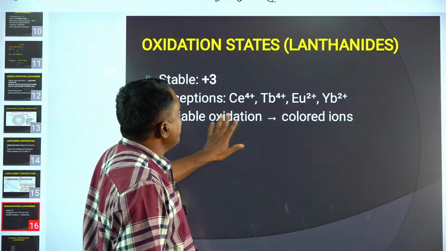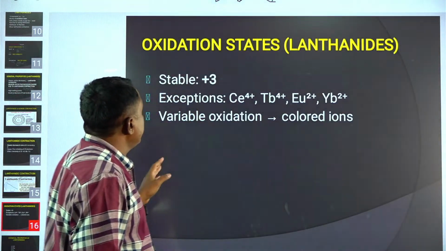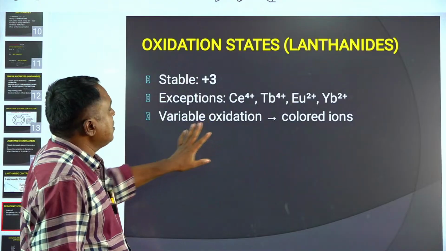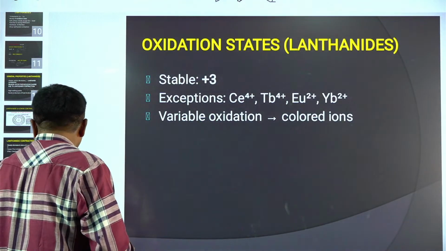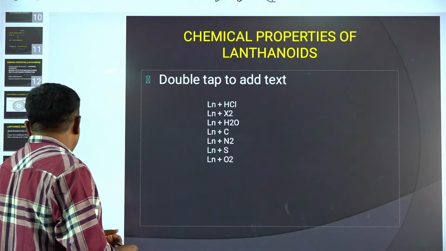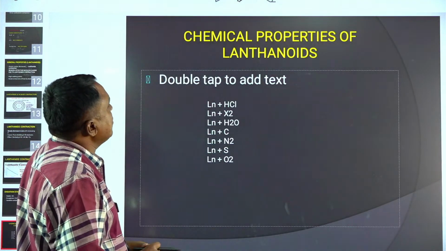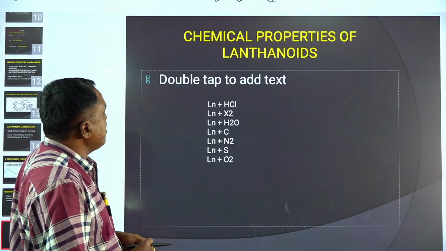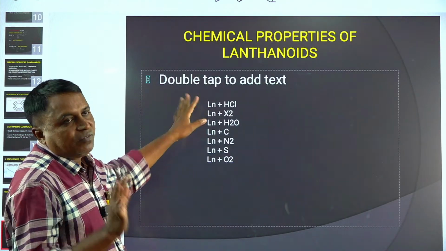And the variable oxidation, it is due to variable oxidation states they exhibit in the colors. So this is about the lanthanide colors. And after this, we are going to discuss the chemical properties. So what are the chemical properties of lanthanides? Ln means the element of the lanthanides.